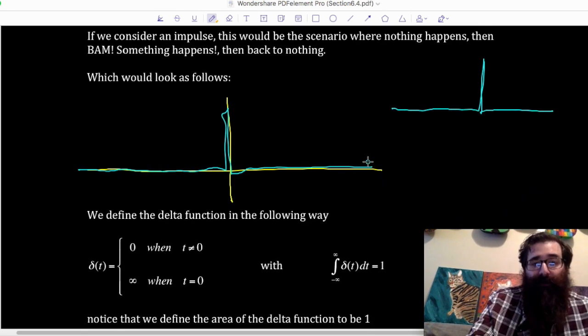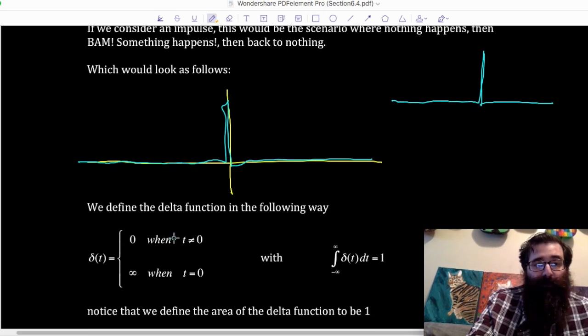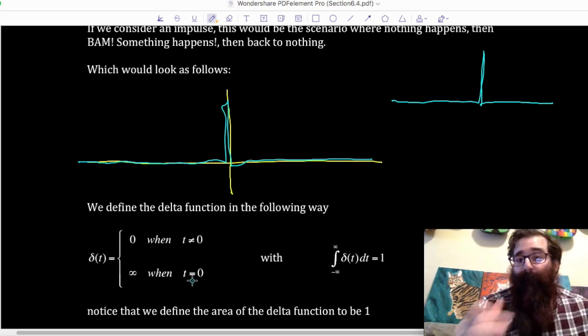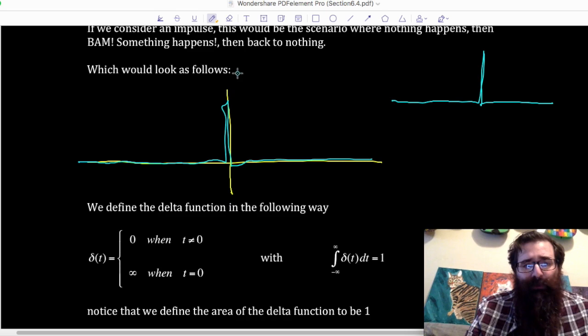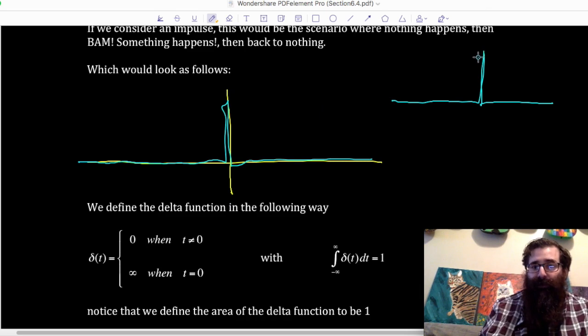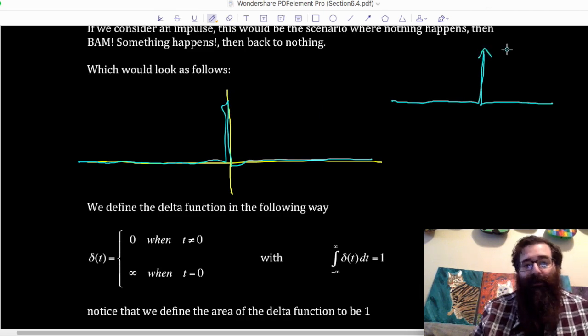And we define the delta function in the following way. Call it delta of t. It's going to be 0 when t is not equal to 0. But when it's equal to 0, we get a spike that goes to infinity, an unbounded spike in the positive vertical direction. That's what I'm trying to depict here. Now, we can't obviously draw the spike up to infinity, so some standard notations have us just drawing an arrow to indicate that.